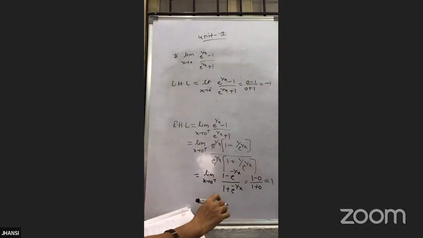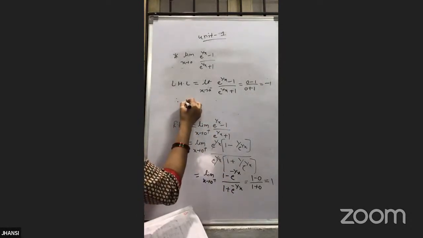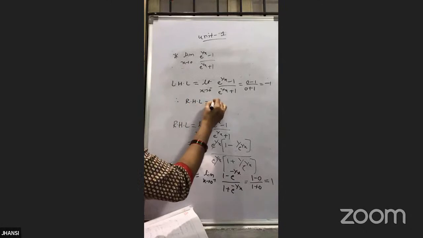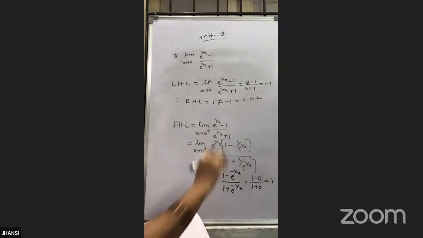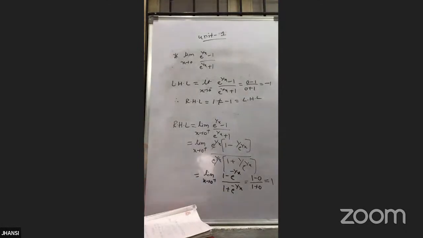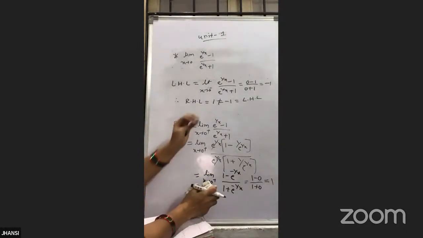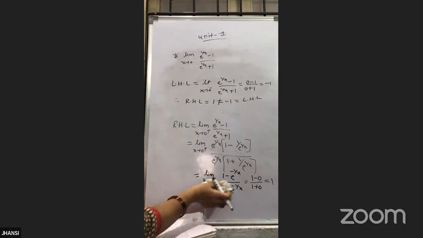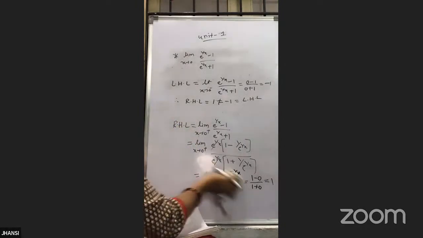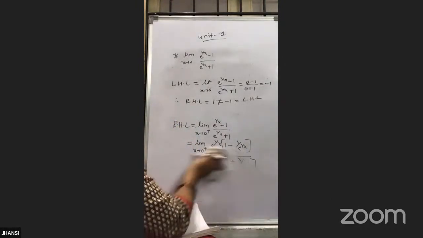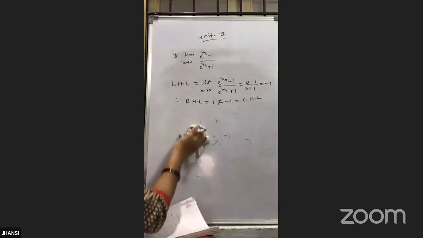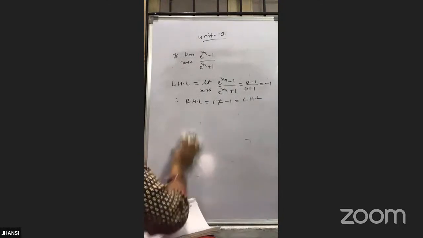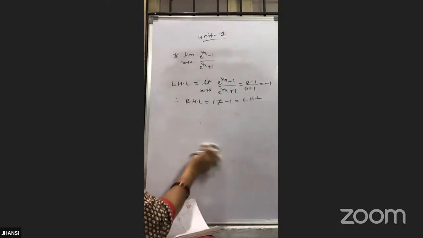Both are different values. Therefore, RHL is equal to 1, which is not equal to minus 1, which is LHL. So now, you write both RHL and LHL limits exist, but they are not equal. Therefore, the limit does not exist. So like this, stepwise, you have to solve the problems. So this is the concept about limit.